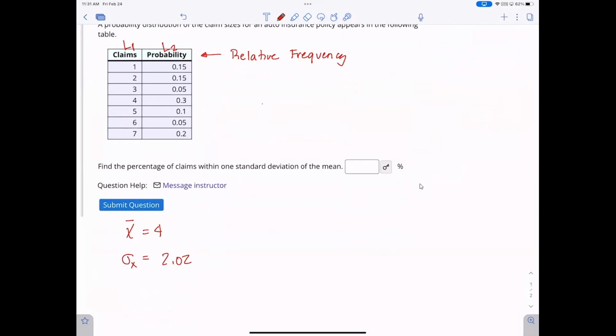And what they're asking me is, what percentage of claims are within one standard deviation of the mean? So I need to calculate what one standard deviation from the mean is. So one standard deviation below the mean would be my mean minus my standard deviation. So I take my calculator out because I'm not sure I can do that in my head. I probably can, but just to be careful, we're going to do that on our calculator. And I get 1.98.